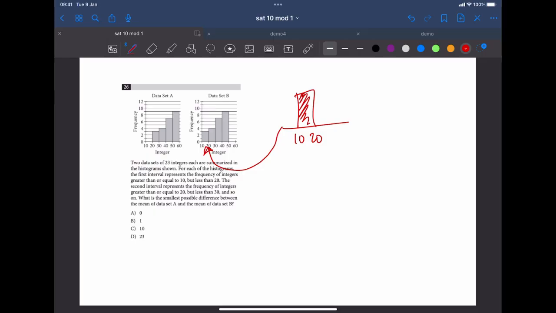So for this example, the frequency here is 3. So that means there are 3 numbers that are greater than or equal to 10, but less than 20, not equal to 20, but only less than. So you would have this little angle bracket without the equal sign. And that's pretty much all this box is showing.